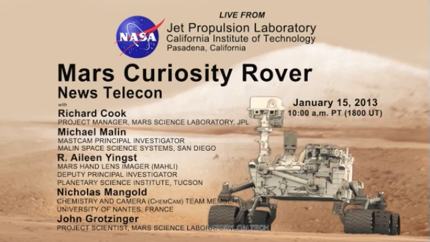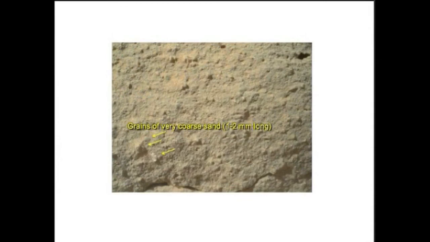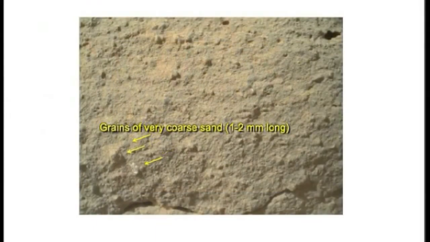So if you'll go to the slide Yingst 1, just to give you an idea of the real estate here, this is an image taken by MAHLI from about 5 centimeters offset distance. The image itself is about 3.5 centimeters across. And what you're seeing here is a relatively dust-free, coarse-grained sandstone, where sand has a very specific definition of grain sizes from 125 microns to about 2 millimeters. The thing that's interesting about this image is that there are several larger grains in the matrix, and they are pointed out by the yellow arrows.